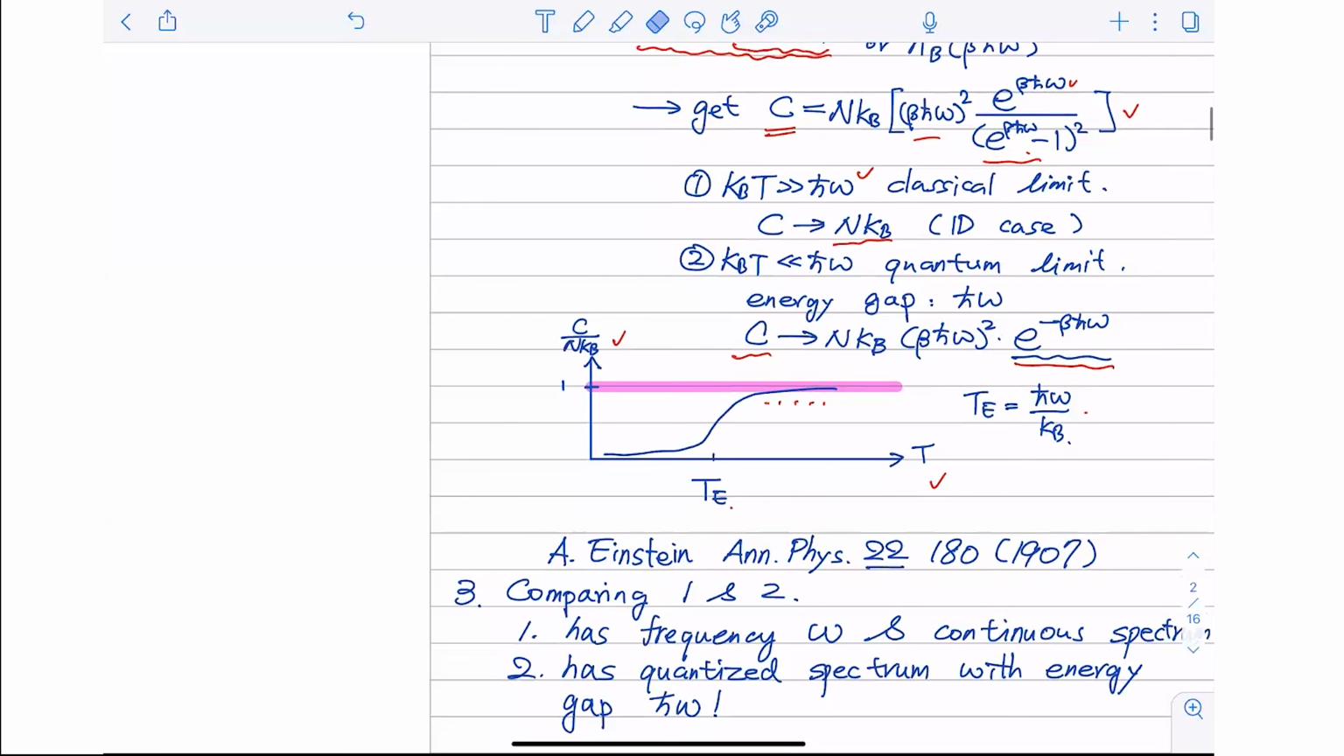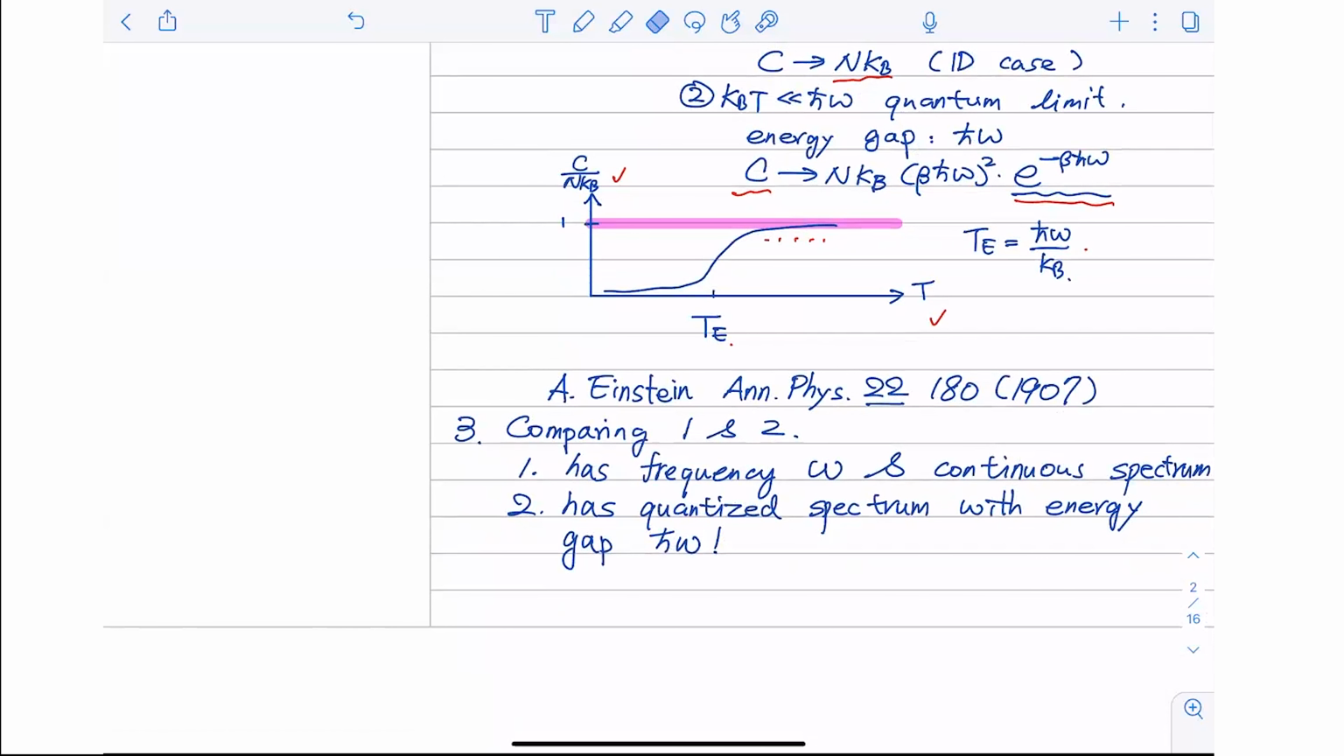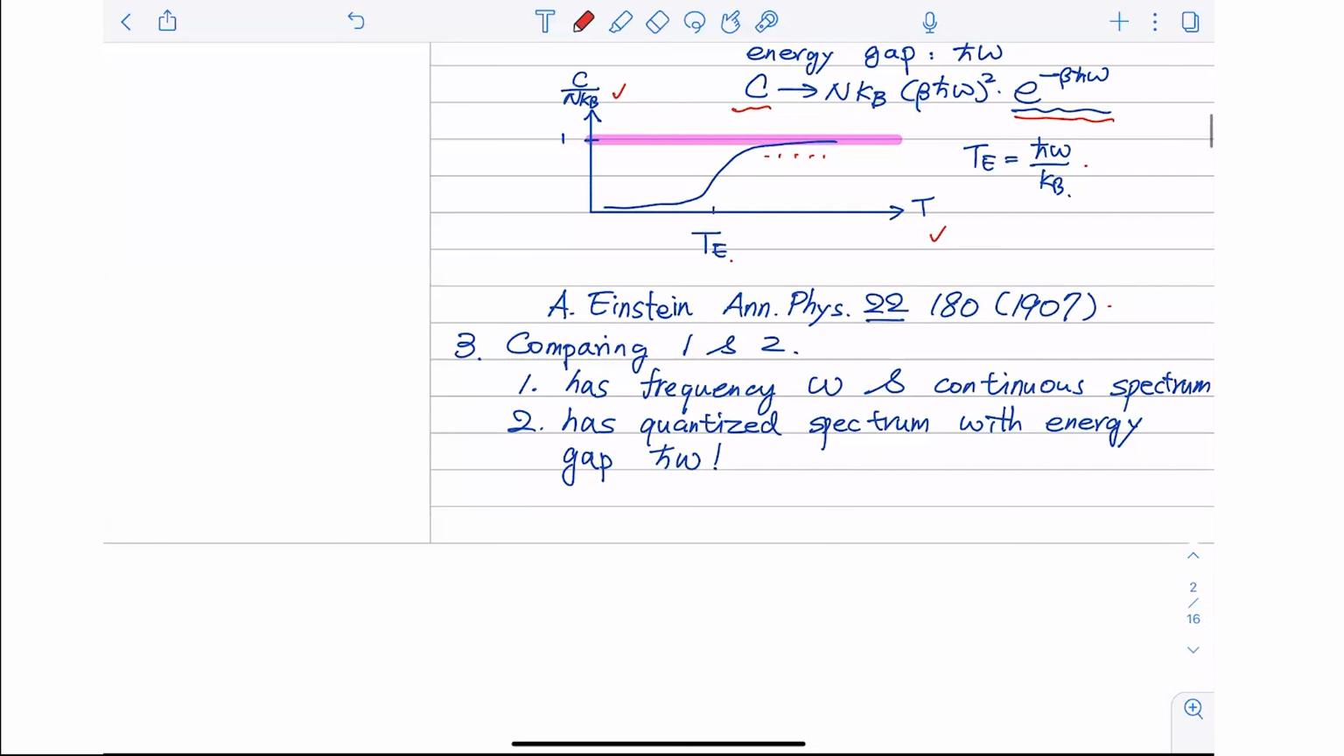And this is the conclusion, or the discovery, that was made by Albert Einstein back in 1907, which is the time before the Schrödinger equation even appeared.